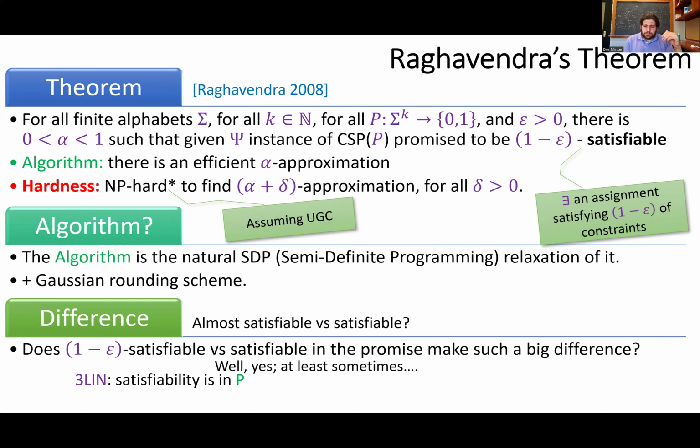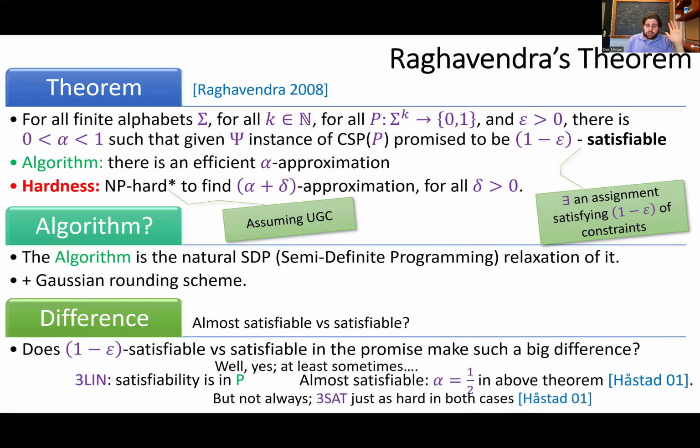solve it in polynomial time. But if I give you an almost satisfiable instance, the best you can do is something trivial. The best you can do is satisfy half of the constraints. And this is a well-known result of Håstad. So this little epsilon in the promise made a huge difference in the algorithm that you can achieve. And the question is, when such a big difference can exist and what governs it?